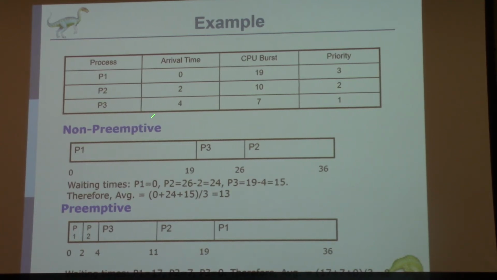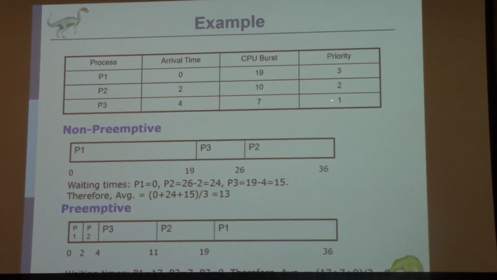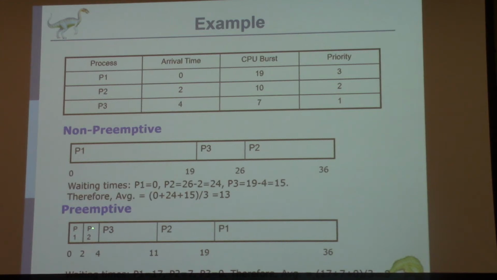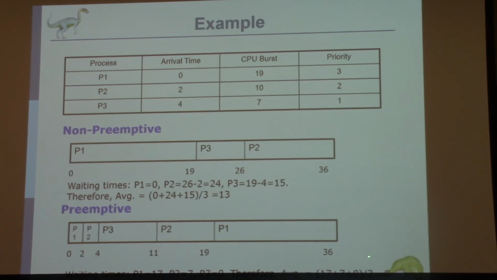P1 will be selected at time 0 because it's the only process. But when P2 arrives at time 2, you need to check the priority. P2 has the higher priority, so P2 will be selected. Until when? At time 4, P3 arrives, so you need to check the priority again. This one will be selected, and so on. Then you can calculate the waiting time.